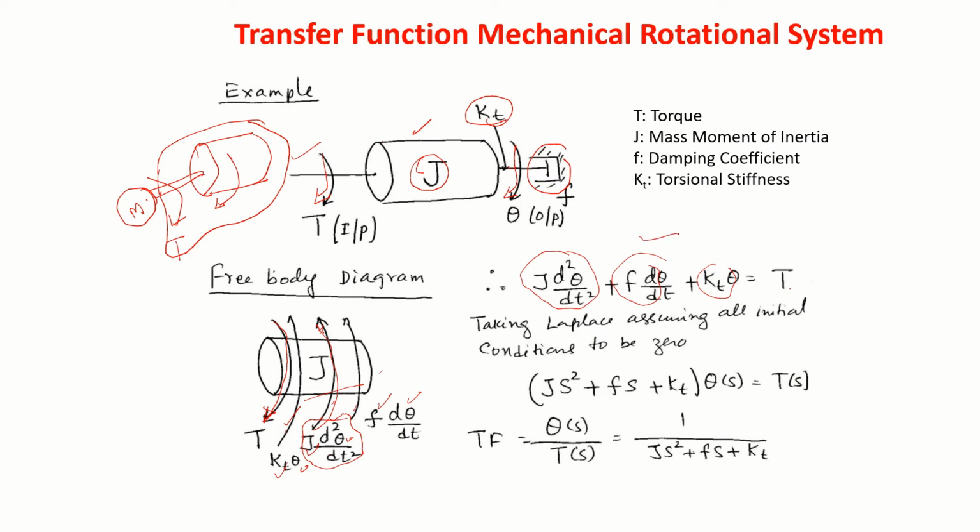You got a second order differential equation again. Now you take Laplace assuming all initial conditions to be 0. This becomes J s square theta of s, this becomes F s theta of s, and KT theta of s, you'll get T of s. Then take the ratio output by input. Theta of s by T of s is equal to 1 by J s square plus F s plus KT. Again the highest power of s is 2 here, so it is a second order system. It is a rotational system. Correct?